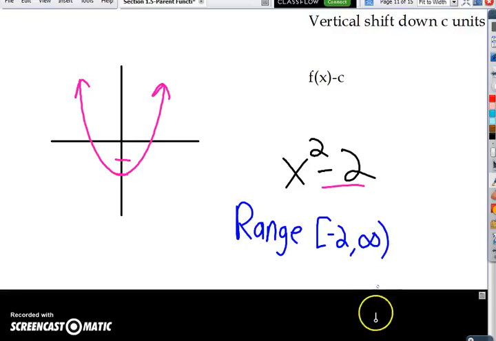Now, I know what you're going to say, Mr. Faust, I can't square a number and get a negative. You're right, you can't. So the lowest this could be is 0. Right here is 0, but then I'm taking 2 away from it. So I can get negatives now because I put a 1 in here. Square 1, you get 1. 1 minus 2, negative 1. So I can get negatives.